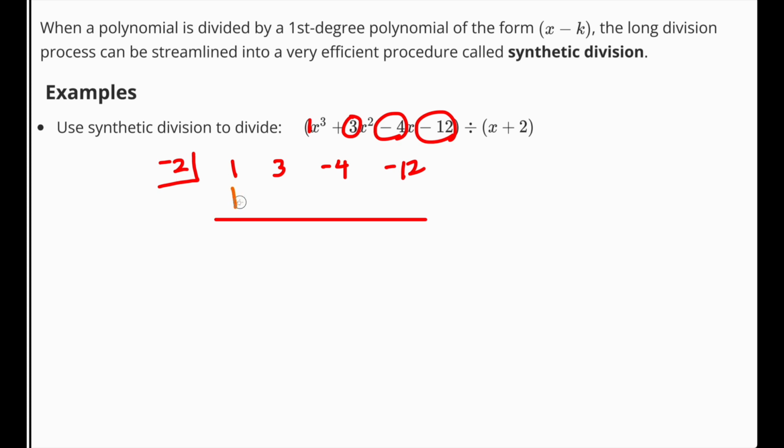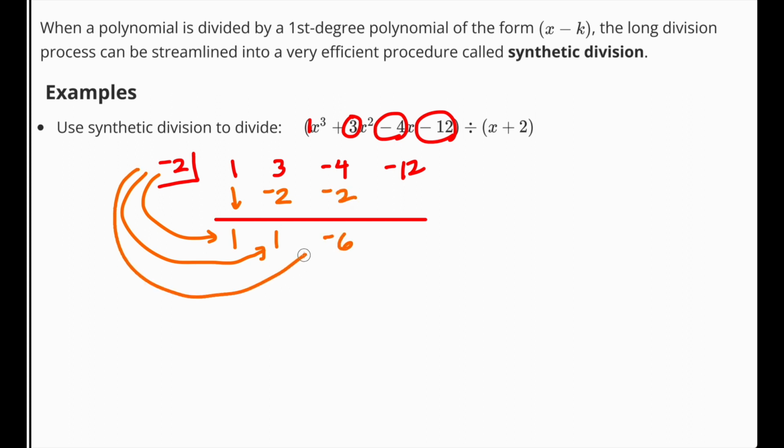The next step is you put an arrow down like this, and you drop the 1. Then you multiply this by this, and you get negative 2. Then you add downward. So now it's going to be 1. Then you multiply this by that, and you get negative 2 again. You add downward. You're going to get negative 6. Then you multiply again by negative 2, and you get 12. You add downward, and 0.